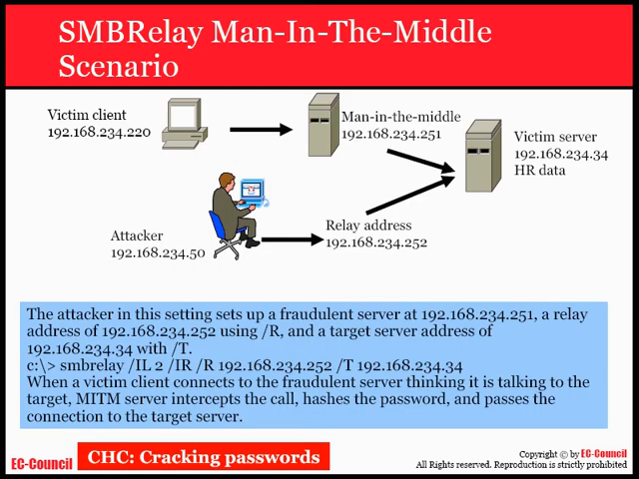So if we look at the SMB man-in-the-middle scenario, basically I could create a fake server, in this case a fraudulent server, and that server could intercept this information between the victim client and the victim server. And then, as I said, I can go ahead and choose to alter that information and pass it on, or maybe just record that information and then pass it on for later activity.